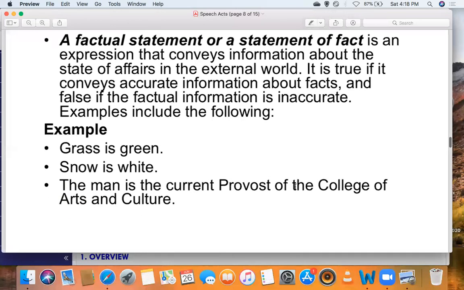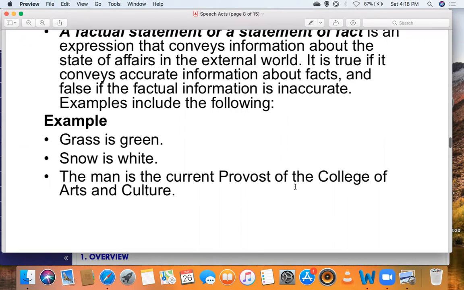So examples of factual statements: grass is green, snow is white. These are factual statements. That man is the current provost of the College of Arts and Culture. Now, these factual statements, you can only disprove them by providing alternative facts. So if you say that grass is not green, you have to provide evidence of grass that is not green. You have to provide evidence of grass that is another color, maybe white, black, or red.